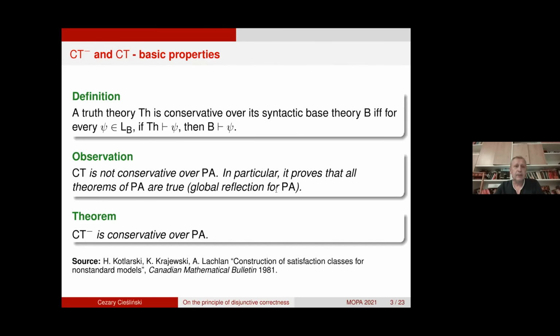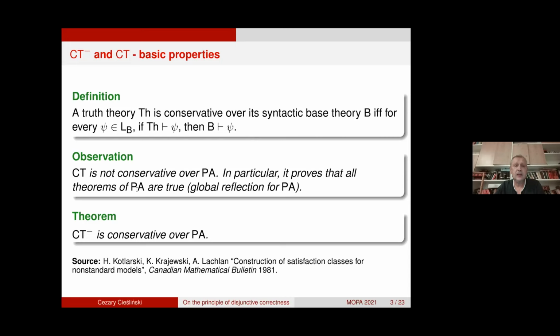Then basic properties, just a quick overview. The definition here is the definition of syntactic conservativity. So we can ask the question whether a given theory of truth is syntactically conservative over its base theory. In my case, the base theory is Peano arithmetic. So it is conservative if for every arithmetical sentence, if the truth theory proves this sentence, then already Peano arithmetic can prove this sentence.